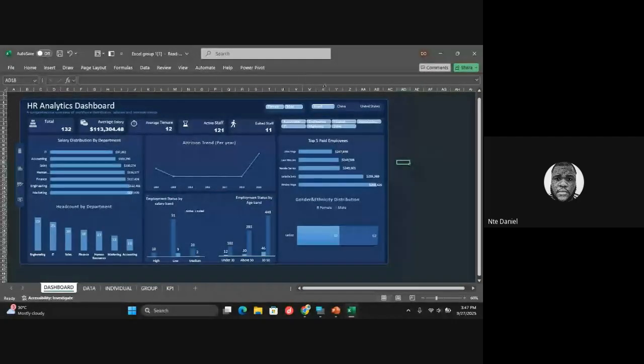Also, we have the total employee. We have the active staff. Please, as a data analyst, always try to play around with percentages. Okay, fine. We have 121 active employees. What is the percentage of that of the entire population? 11 left. What is the percentage of that of the entire population? You understand? So all of this little percentage actually also amplifies the story you're trying to tell. But overall, it's okay for a beginner, but there's still a lot to improve upon. Thank you very much.